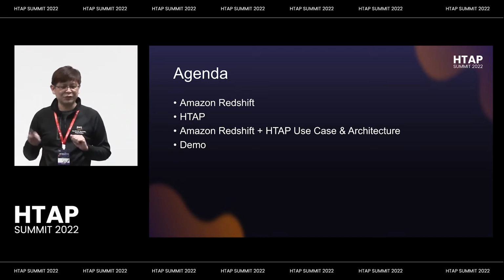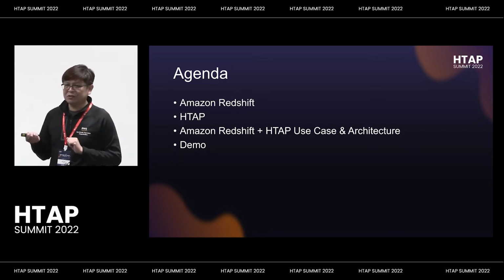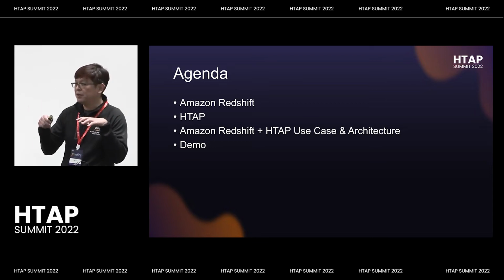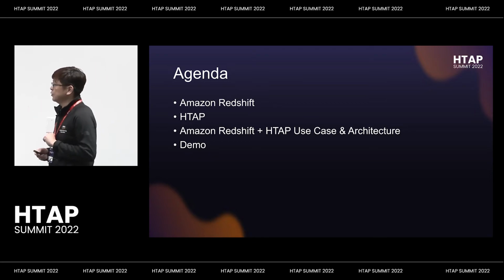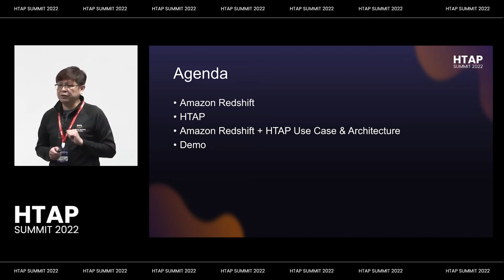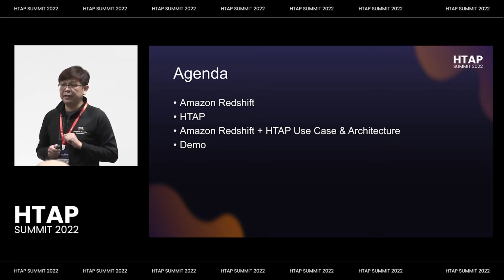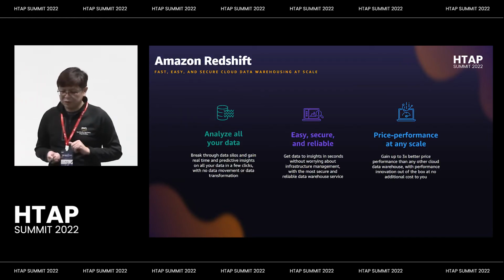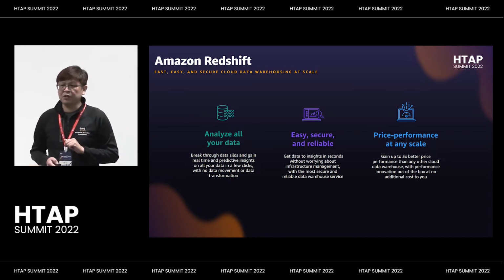So I'm just going to tell you what Redshift is and talk about HTAP and show you how these two work better together. So talk about use case and architecture. Then Rahul is going to do a demo showing one of the example architectures. So this is not about talk only, but show you how this can be implemented. So let's start with Amazon Redshift.